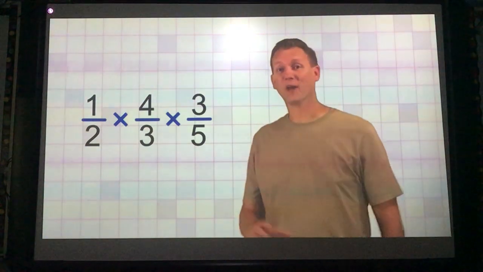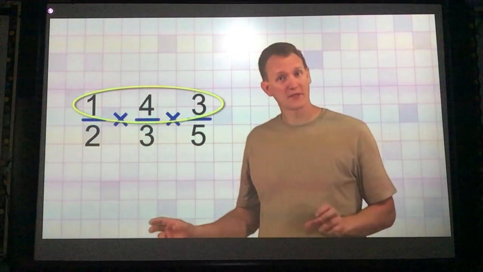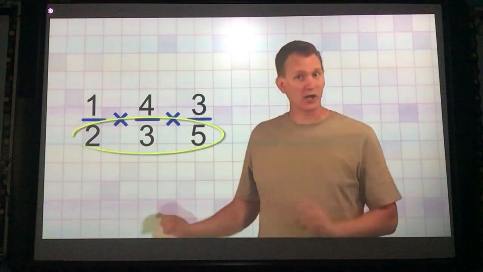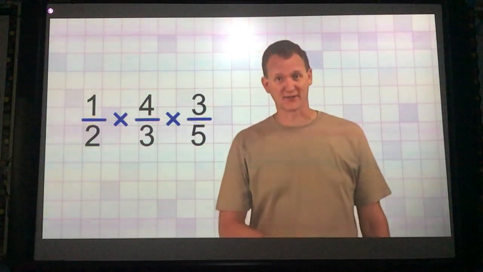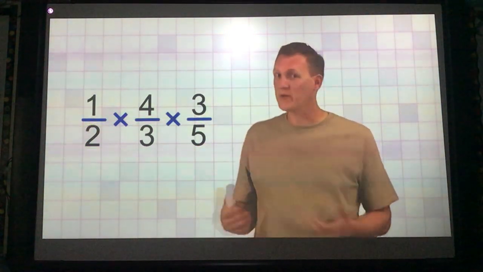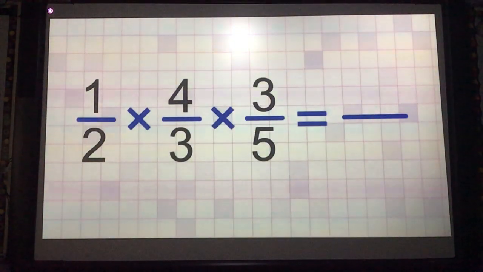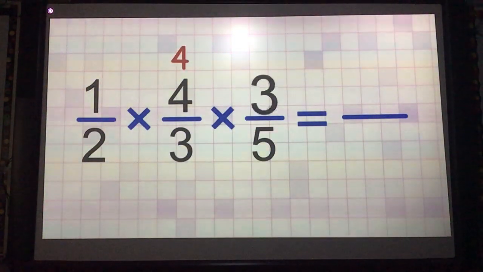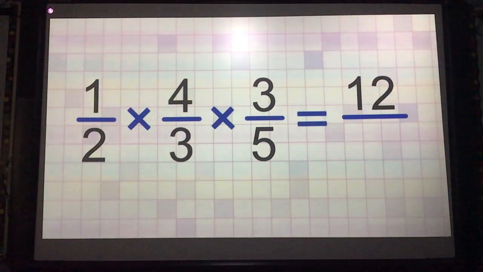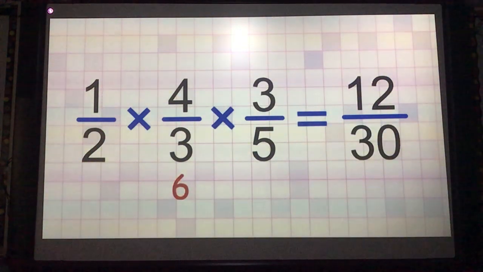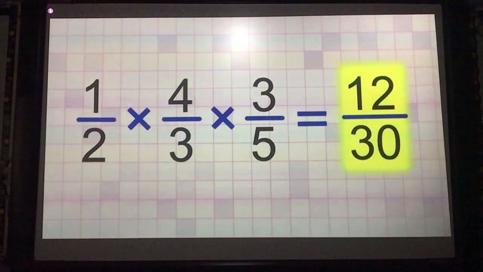Yep, all we have to do is multiply all the top numbers together, and then multiply all the bottom numbers together, and we'll have our answer. And this will work no matter how many fractions we have to multiply. So on the top, we have 1 times 4 is 4, and 4 times 3 is 12. And on the bottom, 2 times 3 is 6, and 6 times 5 is 30. That means our answer is 12 over 30. So there you have it.